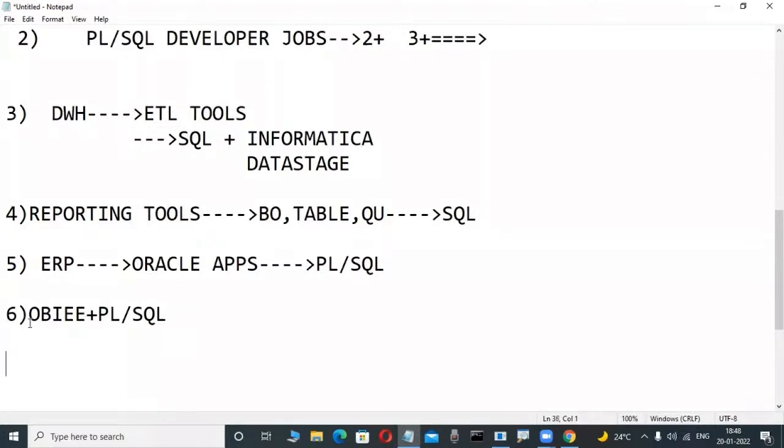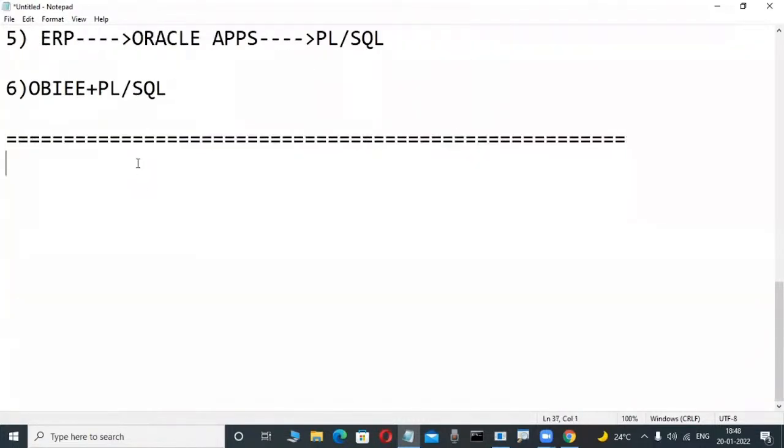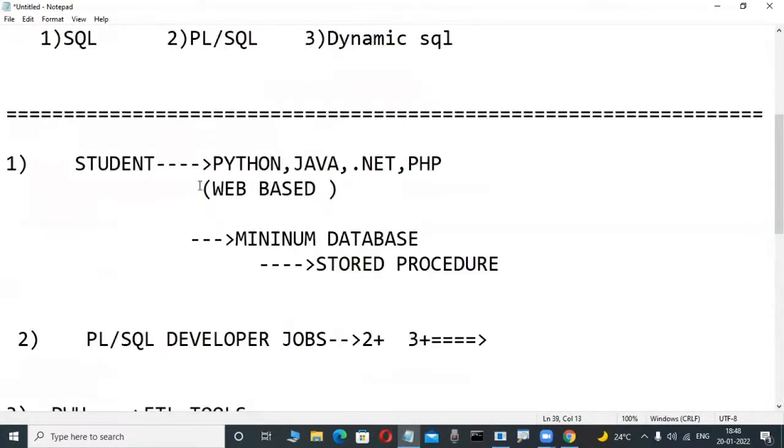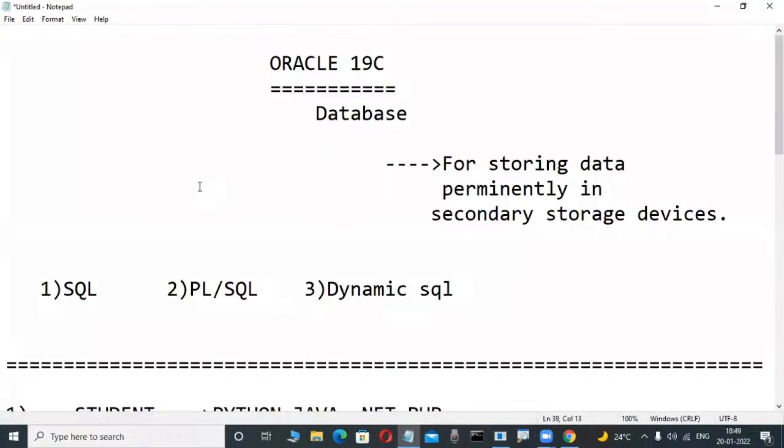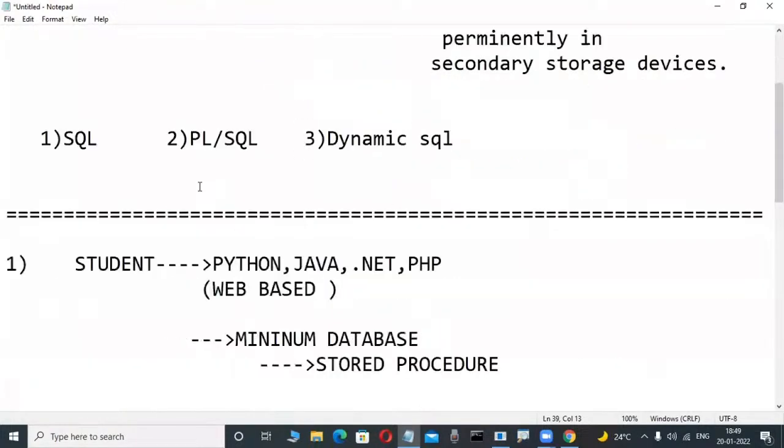Again, different persons. Suppose you are not interested in the programming side, and you want jobs on the administration side. In that case, DBA courses are there: Oracle DBA, SQL Server DBA, MySQL DBA, database administration courses. These persons also need minimum knowledge before learning those courses. Minimum SQL knowledge is required. That's why, once you are good at Oracle, anywhere it is helpful.